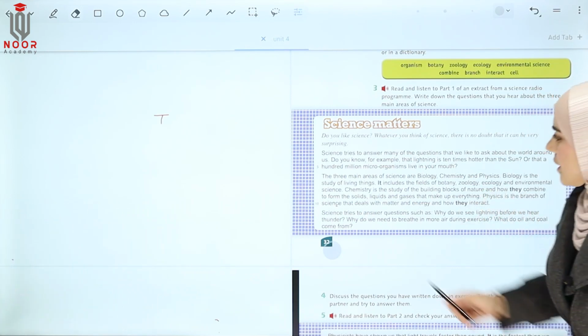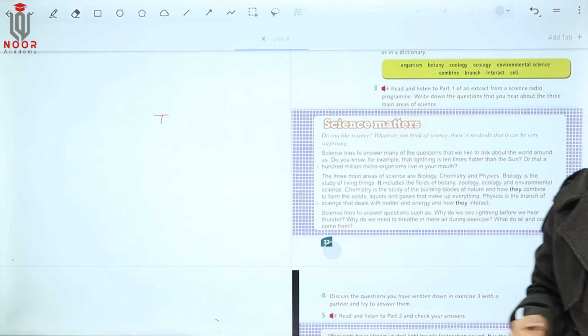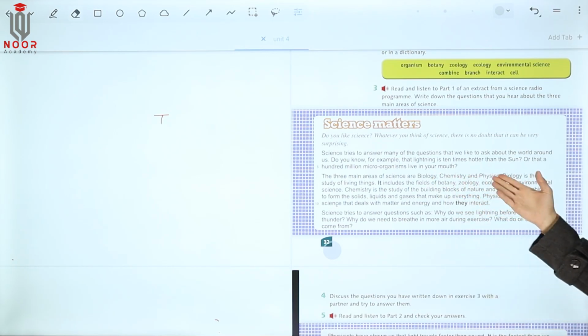Okay, the three main areas of science are biology, chemistry, and physics. And do you know, my students, that biology here means the science of living things, and chemistry and physics.